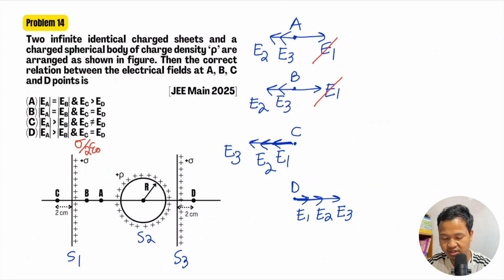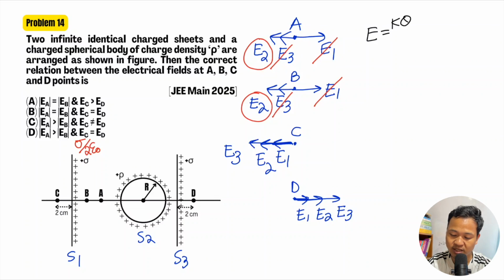S3 is also an infinite sheet, so the formula is sigma by 2 epsilon naught and does not depend on distance. So E3 is also the same. Therefore it will be decided by E2. For E2, due to the spherical surface, E is equal to kq by r square.